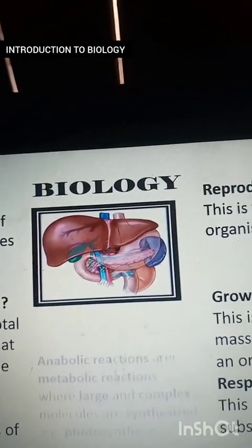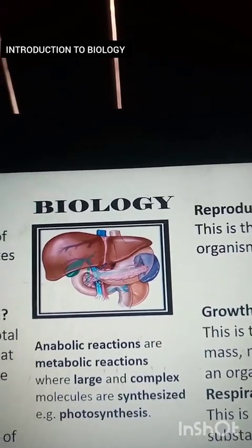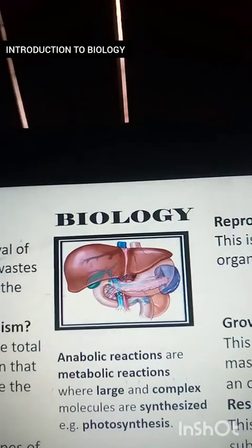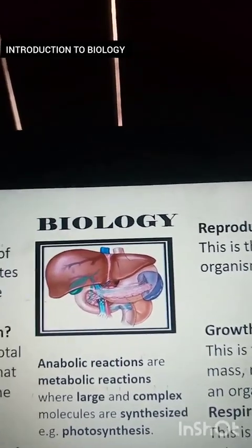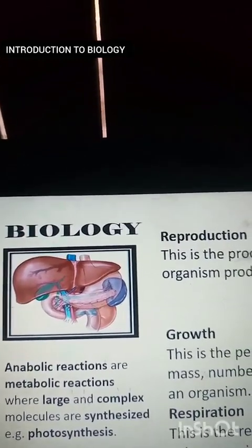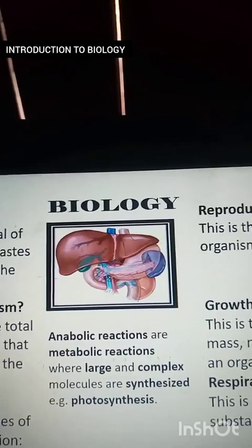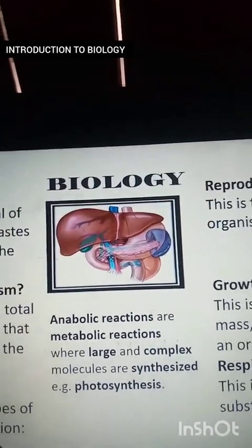What is anabolism? Anabolic reactions are metabolic reactions where large and complex molecules are synthesized, e.g. photosynthesis. So meaning when smaller molecules join together to form a larger and complex substance, that is what we call an anabolic reaction.